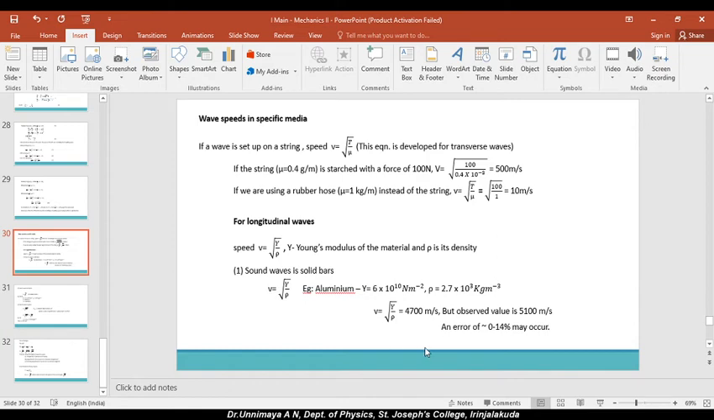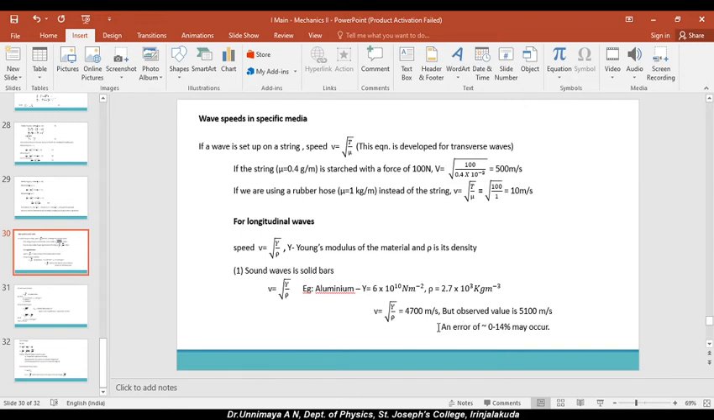This is the theoretical value, but the experimental value obtained for sound waves in an aluminium bar is 5100 meter per second. This is the example with an aluminium bar. We can replace aluminium with lead, nickel, silver, granite bars, and in all those cases the experimental value is slightly different from the theoretical value obtained.